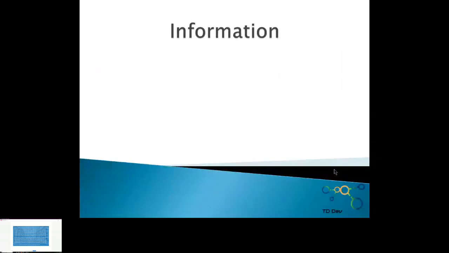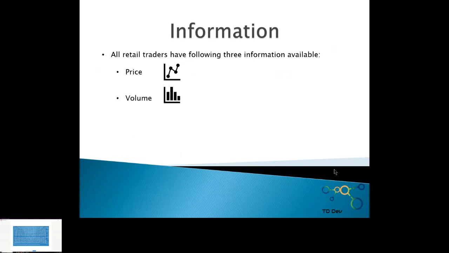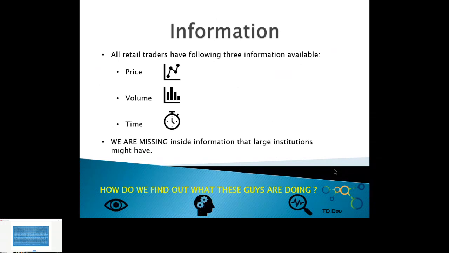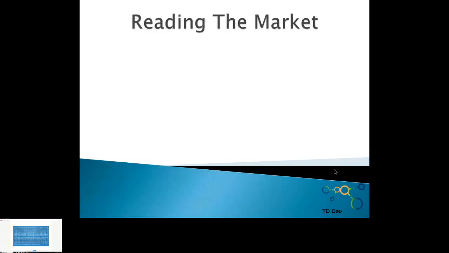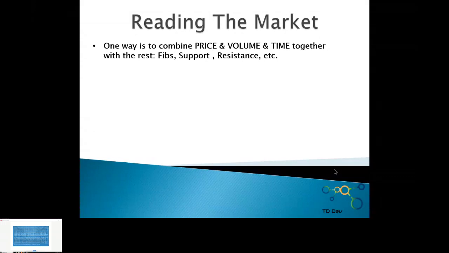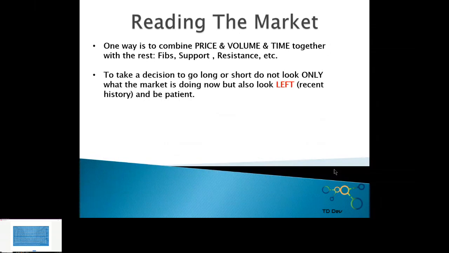So let's see what information, first of all, every trader has. Price, volume, and time. That's the information we all have. What we do not have is the inside information that large institutions might have. So how do we find out what these guys are doing? Well, let's see. Reading the market. How are we going to read the market? One way is to combine price, volume, time together with the rest, which is fib, support, and resistance.